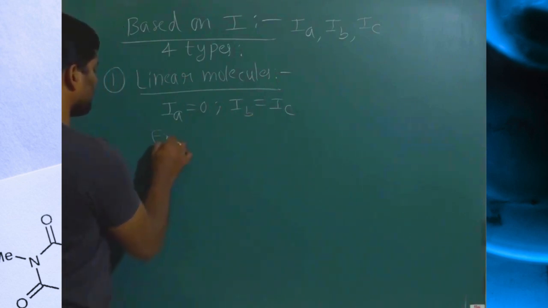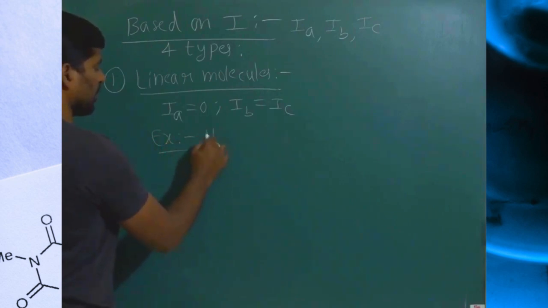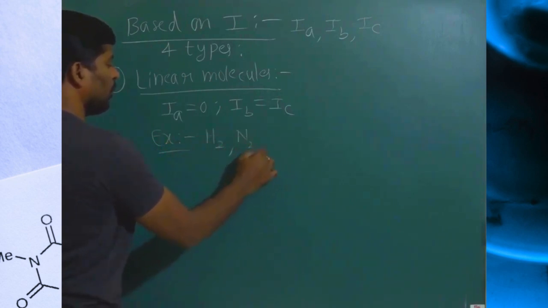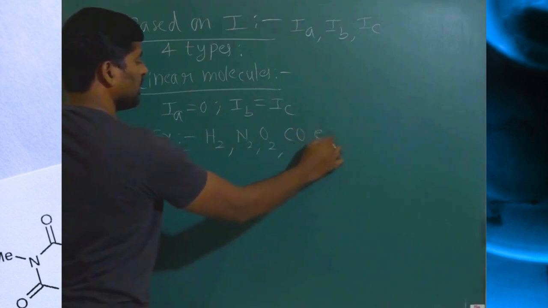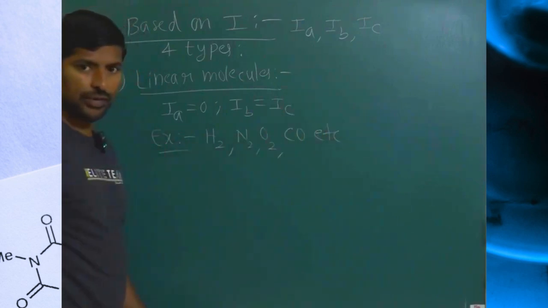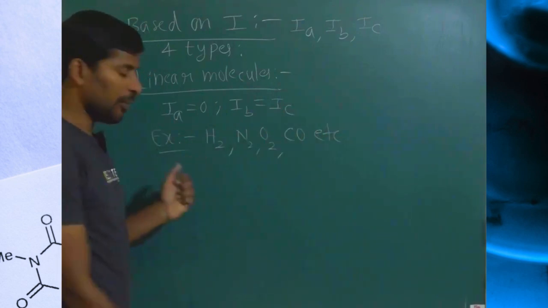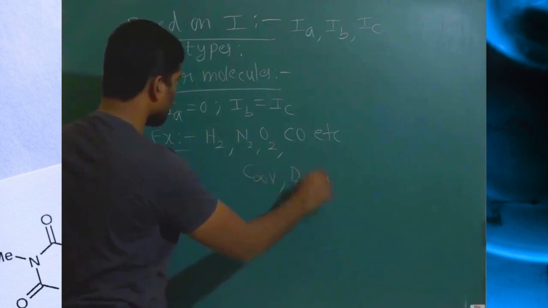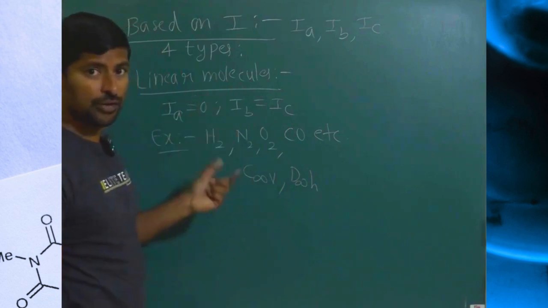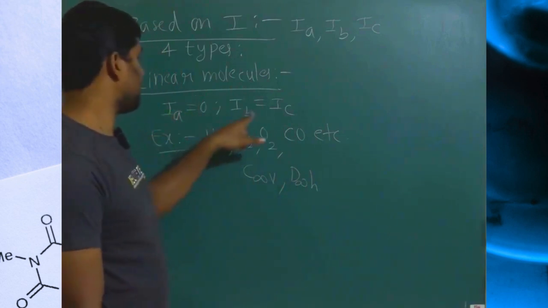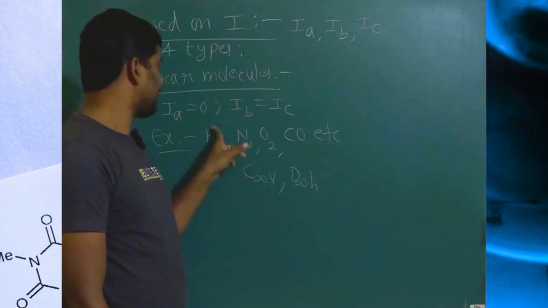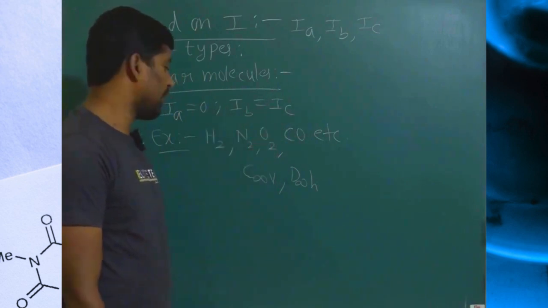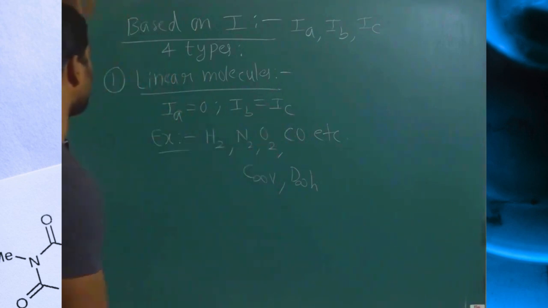The examples of linear molecules you can easily identify: H2, N2, O2, CO, etc. All these are linear molecules. These molecules generally belong to the C infinity V point group and D infinity H point group. What about moment of inertia? These conditions you remember: IA is equal to 0, IB is equal to IC. The conditions are important.